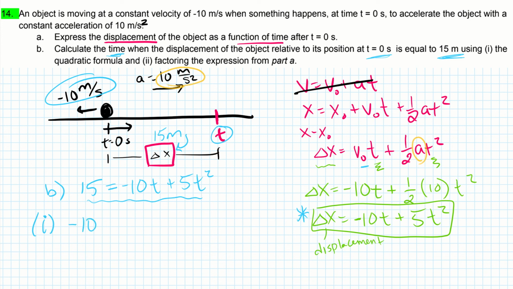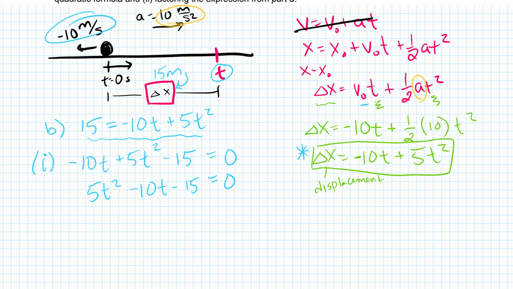So I got negative 10t plus 5t squared minus 15. But that's not normally, oh, and that equals 0, right? That's not normally how I set up my quadratic equations. I want the 5t squared first, and then minus 10t minus 15 equals 0. Okay, so now this is in the form of at squared minus bt minus c, right?